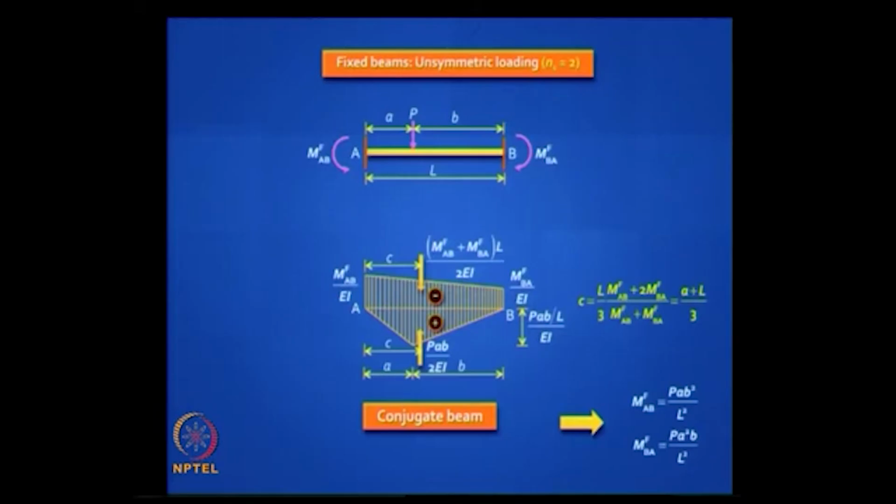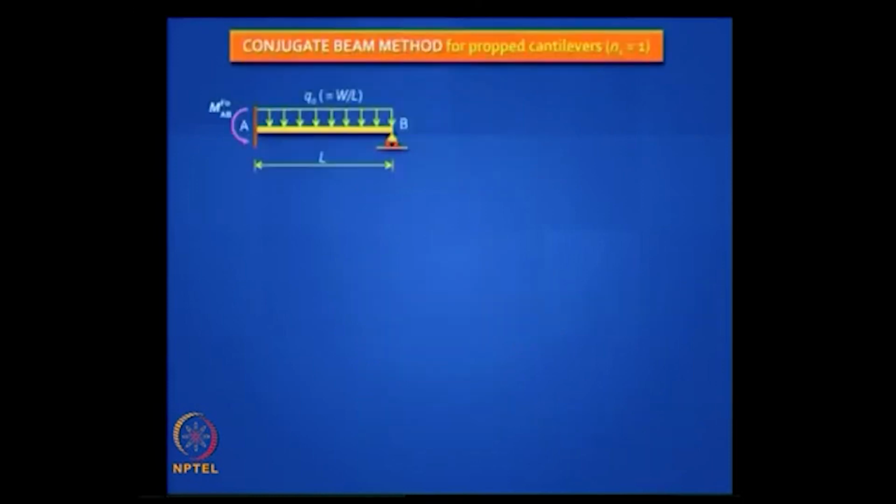The previous case where you had a concentrated load in the midspan is obviously a special case of this, when A is equal to B is equal to L by 2. The conjugate beam method can also be used to find fixed end moments in propped cantilever beams.